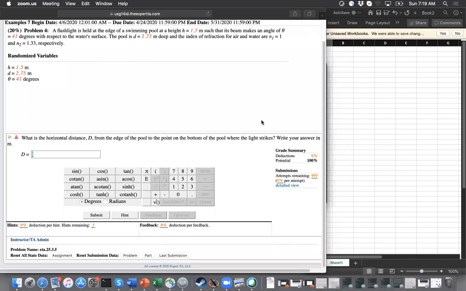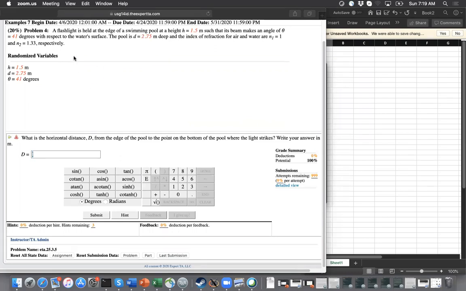Okay, so hi there. In this video, I want to show you how to approach and solve problems that involve materials with different indexes of refraction. This will give us a chance to both see how to use the Snell's law that we talked about in the previous video, and also how to approach problems that involve a bit more geometry than we've had in a lot of recent cases.